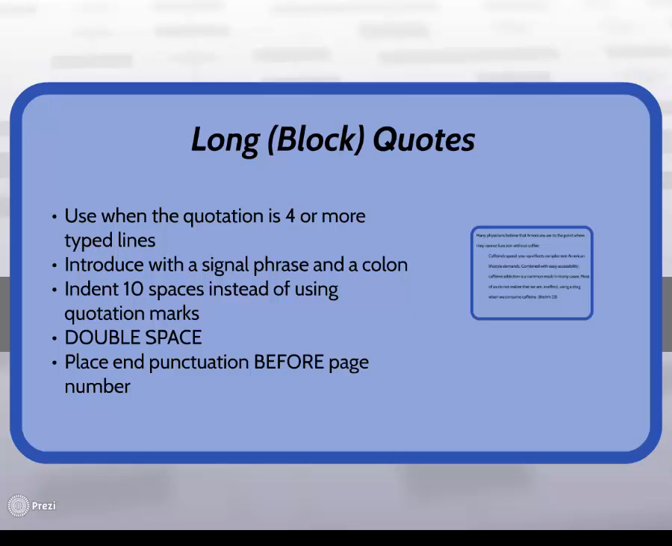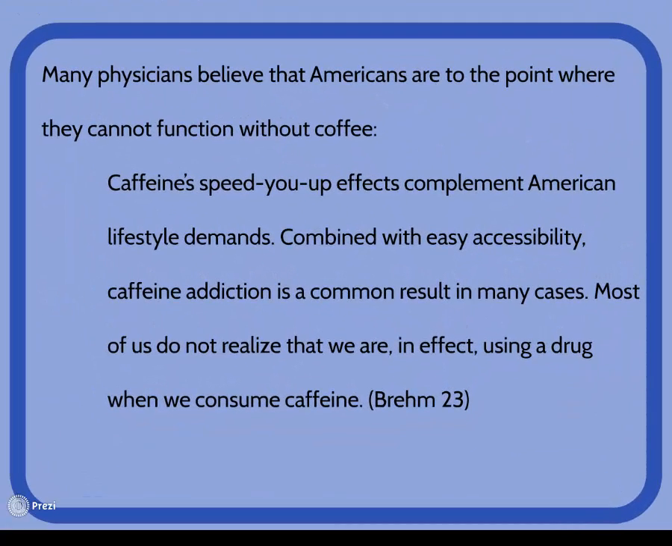And then you're going to indent 10 spaces instead of using quotation marks, which is actually 2 tabs. And you're going to double space everything, and then you place the punctuation before the page number, the parenthetical citation. So it's kind of tricky. Here's an example. We have a complete sentence, we have a colon, then we have all of that indented, no quotation marks, we have the period, then we have the parenthetical citation.